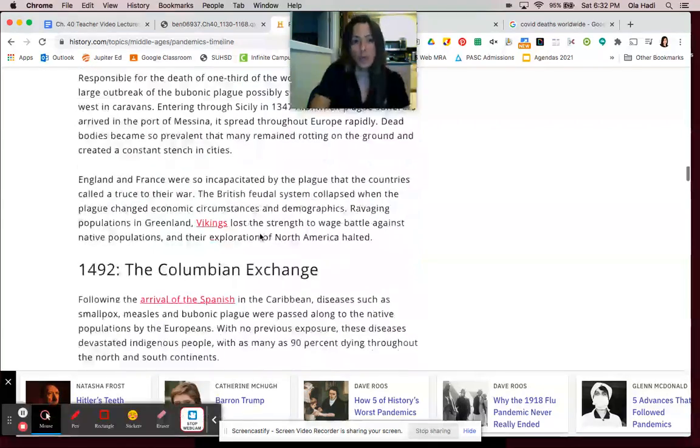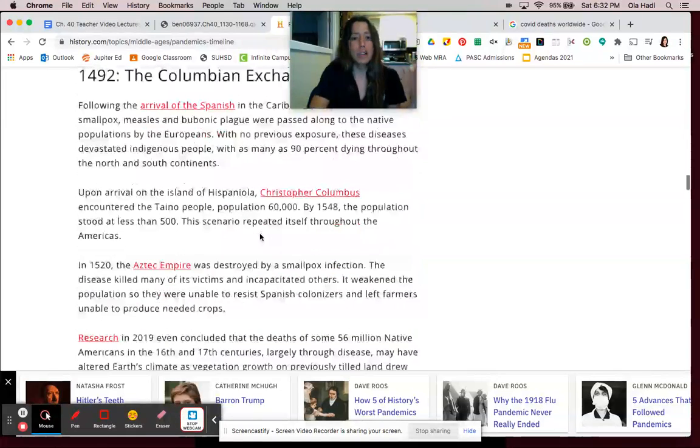Of course, the most famous being the Black Death of the 1300s, but also the Columbian Exchange. Think about the fact that in some history books, they say that it killed up to 90%. Not every historian agrees, but some historians say it may have killed up to 90% of human populations in the Americas in about 150 years.